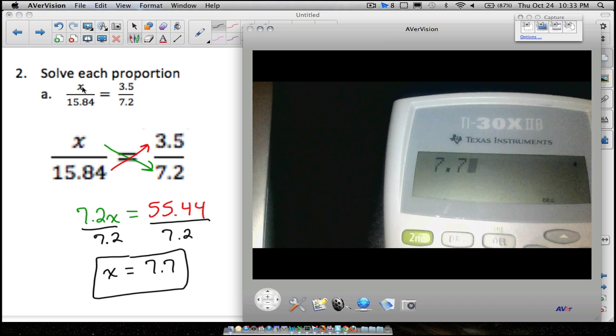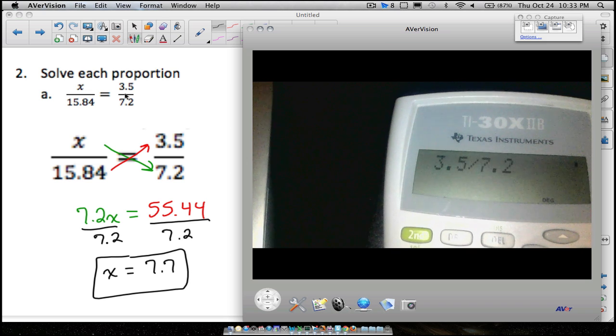So take 7.7 over here on the calculator. Let's divide it by 15.84 and we get that weird looking decimal. Alright, so 0.486 and some repeated ones. Let's see if we get the same exact decimal here when we do 3.5 divided by 7.2.